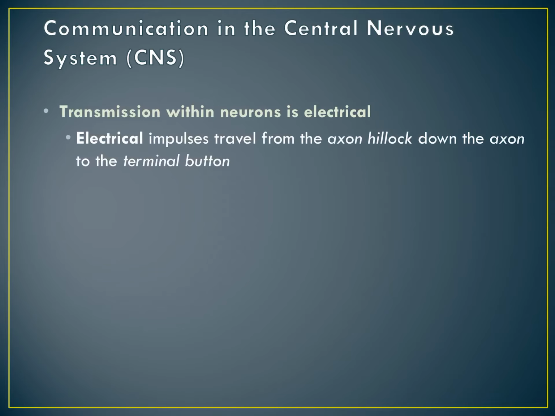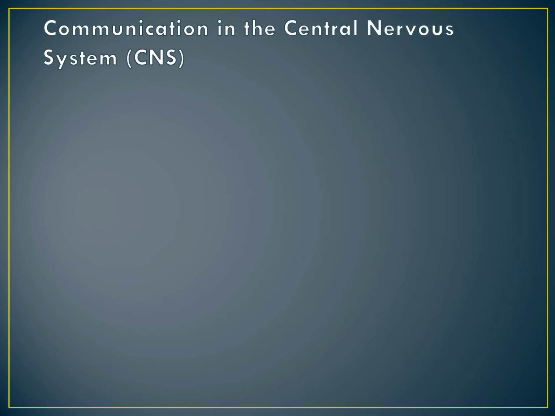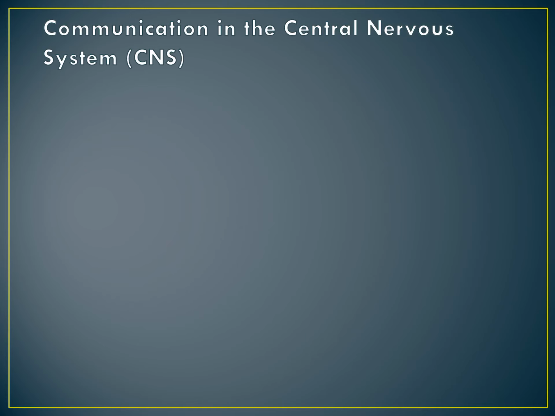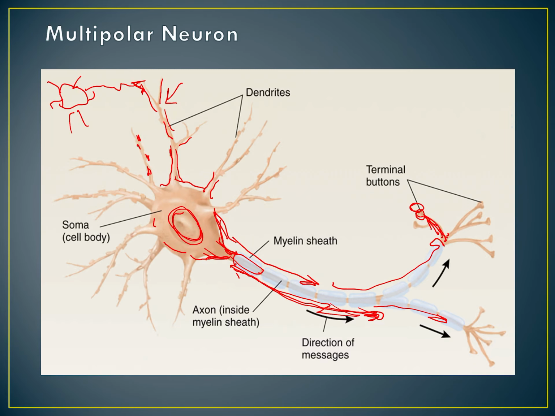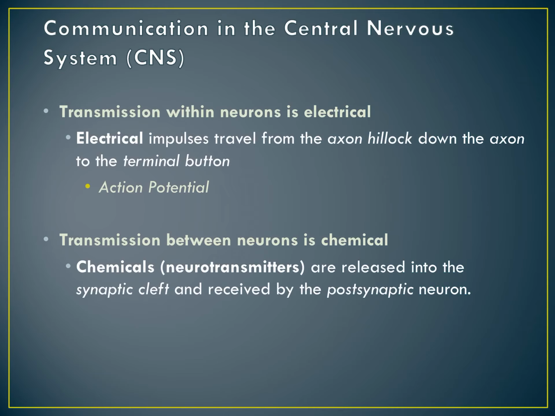Now, when it comes to the transmission within a neuron, like I said before, this is an electrical impulse, and it travels from this portion here through the axon hillock all the way down to the terminal bouton or button. So it moves through the axon hillock, which is right here. This is the axon hillock, okay? And then it moves through the neuron. When we talk about the actual electrical transmission, this is what we refer to as the action potential.